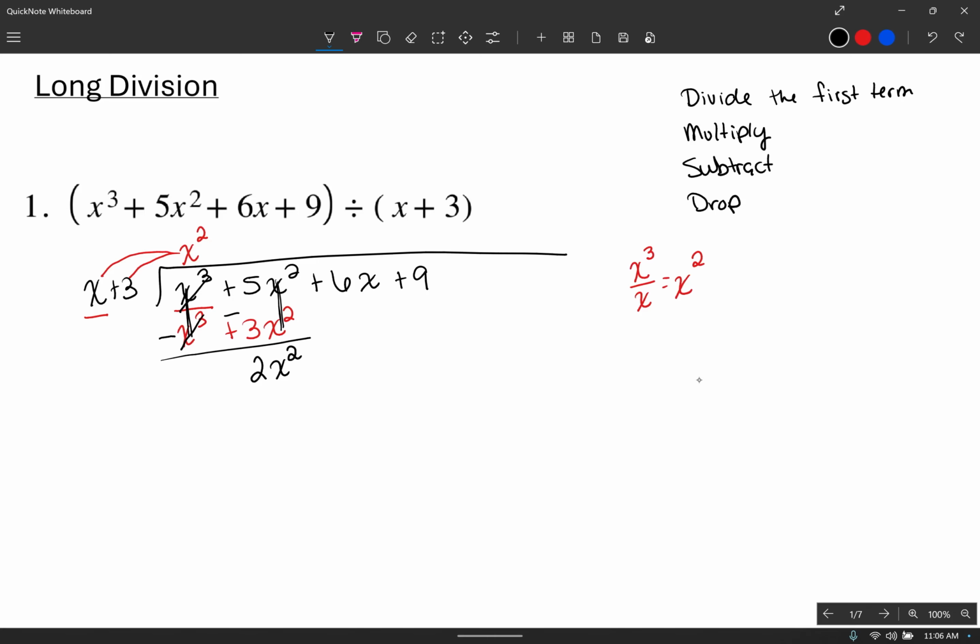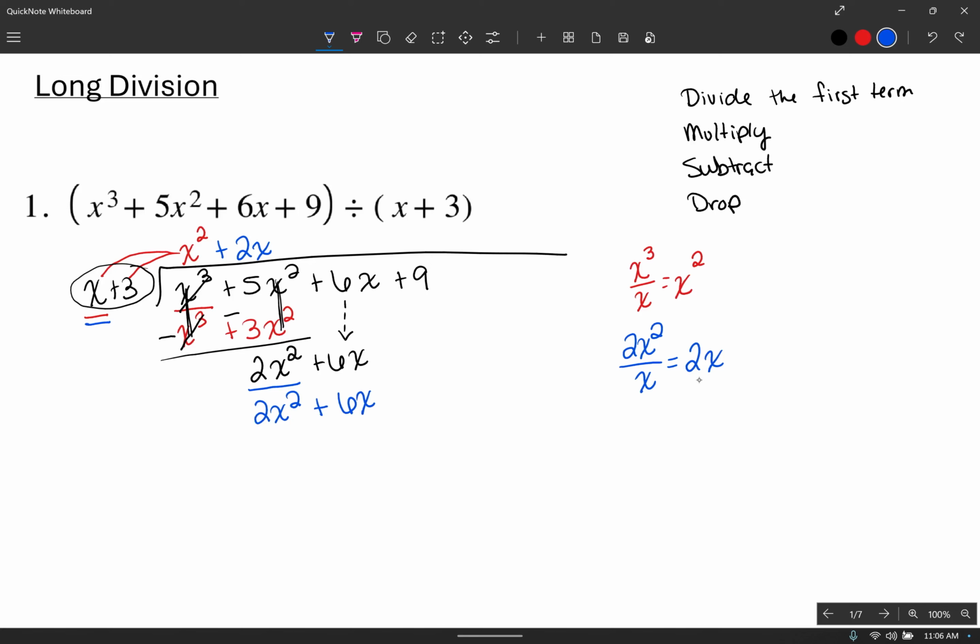All right, I have one term now. But because I have two terms out here, I need to have two terms in here. So I'm going to drop the positive 6x. And now I have two terms. I'm going to go ahead and divide again. So now I have 2x squared divided by x. That gives me 2x. That is going to go back here. So 2x times x is 2x squared, and 2x times 3 is 6x.